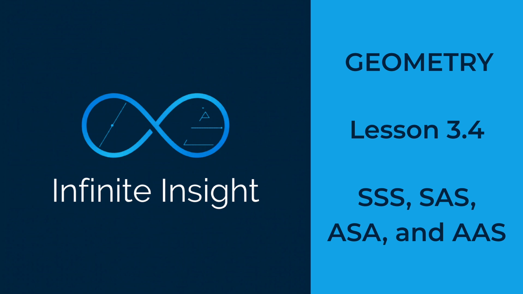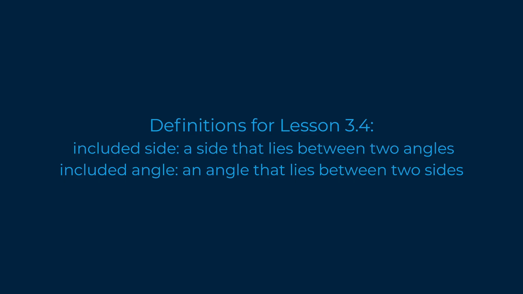These are all congruencies. Let's begin. So, for this lesson, Lesson 3.4, we will be focusing on how to prove triangles congruent. And there are four main ways to do it with any triangles. But first we have to learn two definitions.